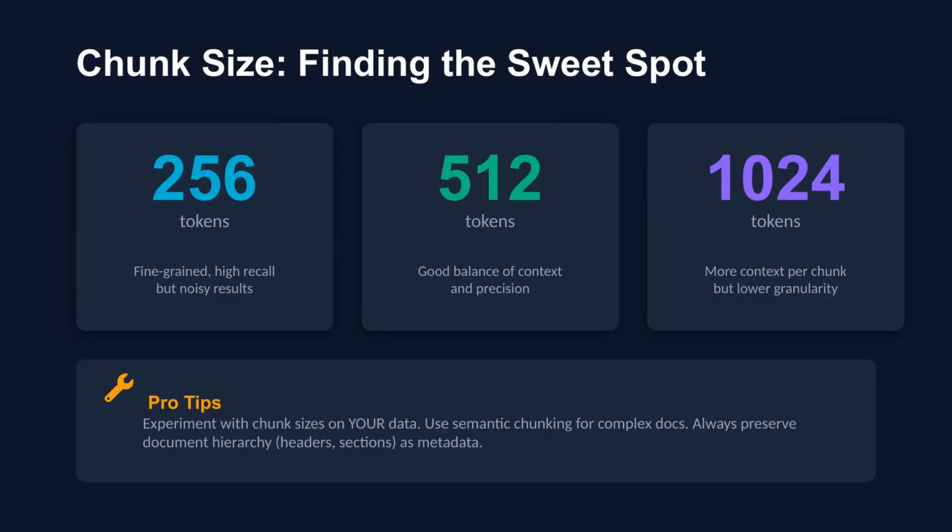Finding the right chunk size matters. 256 tokens gives you fine-grained results. High recall, but noisy. 512 tokens is the sweet spot for most use cases. Good balance of context and precision. 1024 tokens gives you more context per chunk, but lower granularity. The pro tip, experiment with chunk sizes on your actual data. Use semantic chunking for complex documents, and always preserve document hierarchy as metadata.